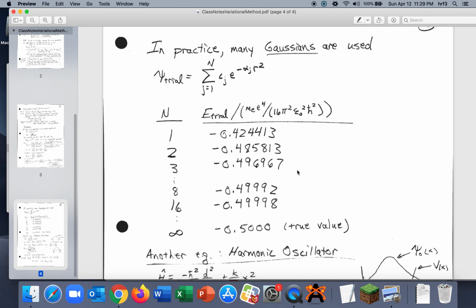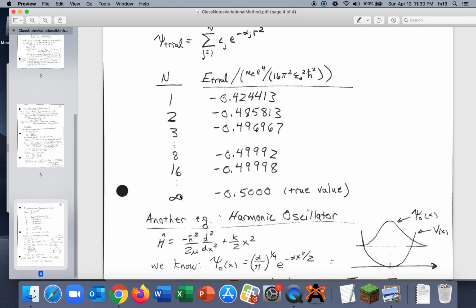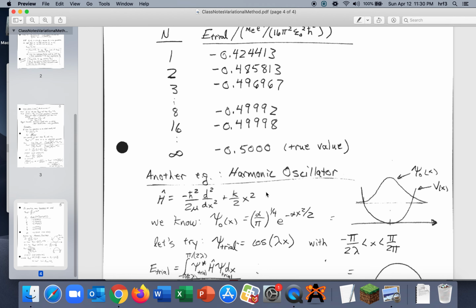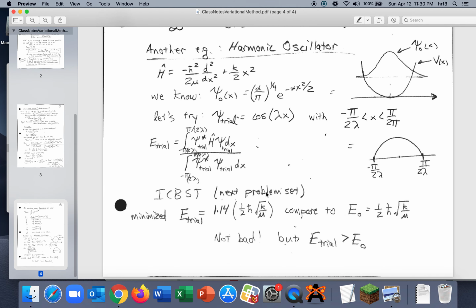All right, now in practice, we would use a whole bunch of Gaussians, so we have this sum. If you go up to 2 Gaussians, then you get negative 0.485, 3, negative 0.4969, 8, negative 0.49992, 16, negative 0.49998. So you can see how quickly you can get to 5 sig figs with this method. And then in theory, we can't really do an infinite number of Gaussians, but if we did, we would get the right answer. I think that's provable, but I don't know how to prove it. Anyway, you math people could do that maybe.